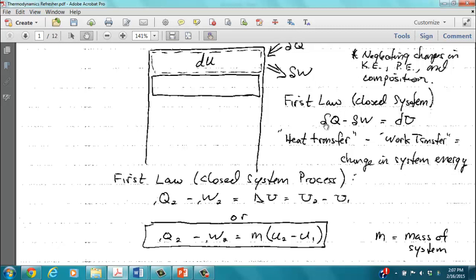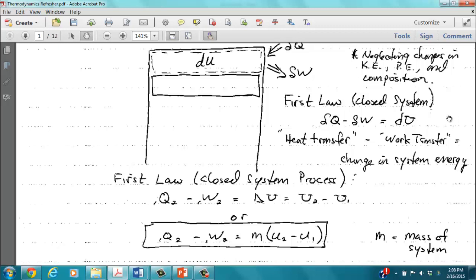Now, one thing that you'll note is that what we've done here is we've neglected kinetic and potential energy. If we were not neglecting kinetic and potential energy, then we would have du plus 1/2 mv squared, that'd be the change in kinetic energy part, plus delta mgh, which would be the change in potential energy part.